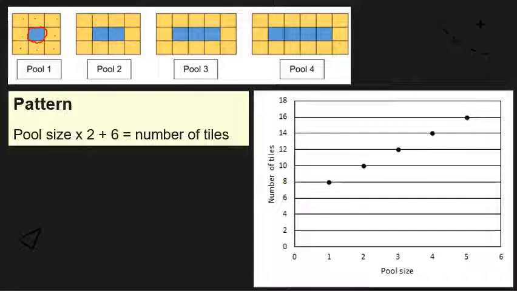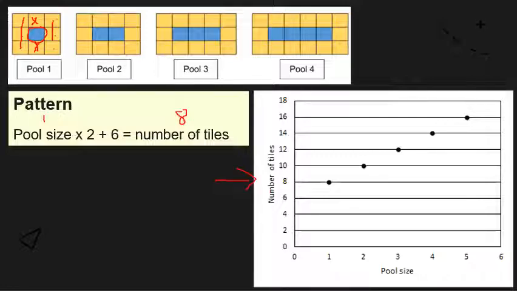And so one way you could have represented this pattern, there are different ways of representing it, but one way you could say was, well, the pool size, so that's the pool value here of 1, multiplied by 2, so that gets these ones here, plus 6 gets the end pieces, and gives us 8. So that's our pattern. Today, what we're going to look at is representing that or displaying that on a graph. So we go to this bit here.